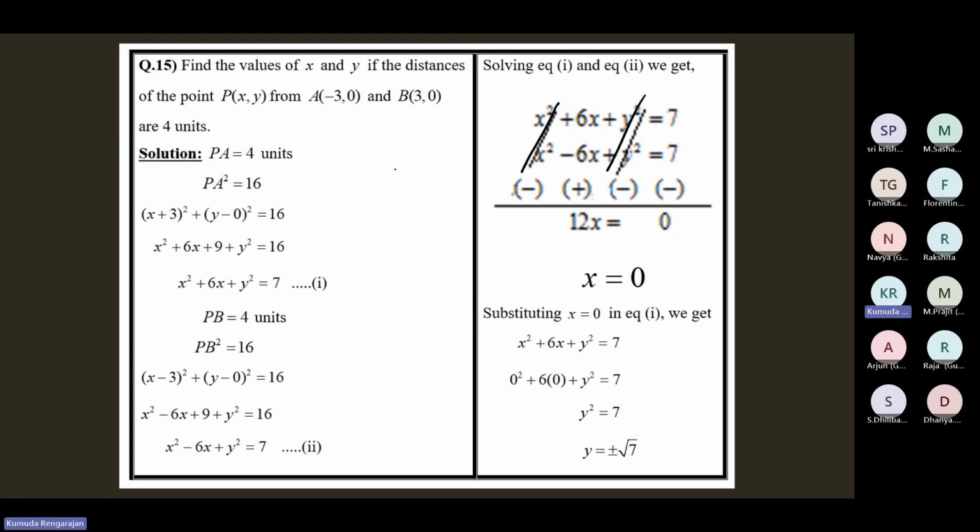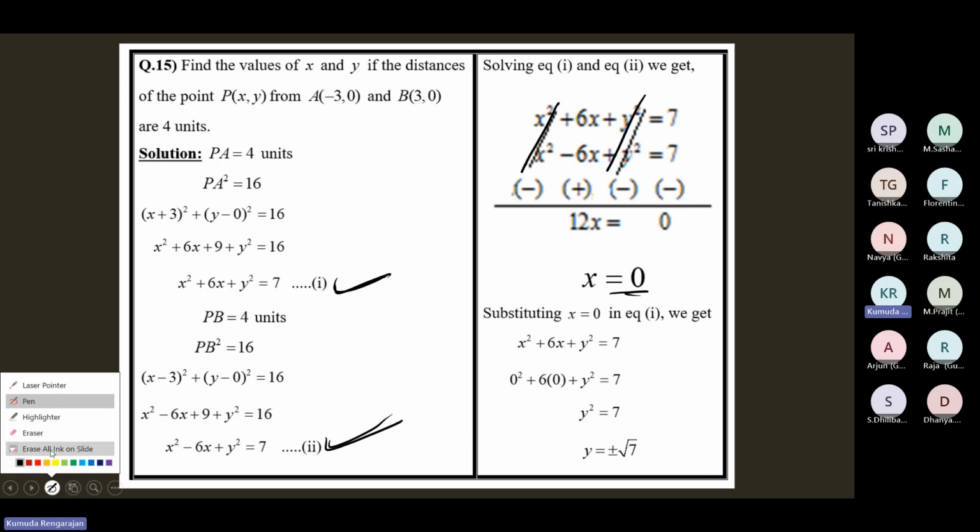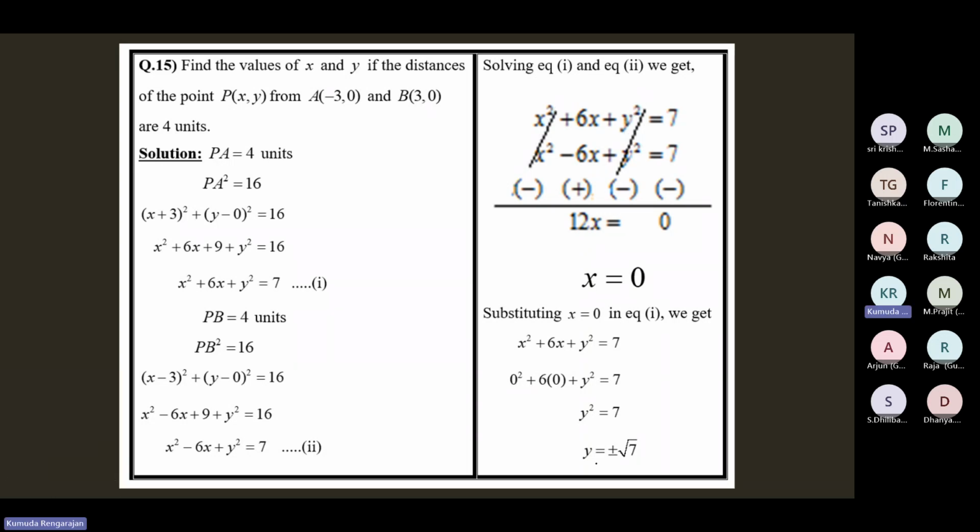Now the question is to find the values of x and y. So substitute x is equal to 0 in any one of the two equations, and you will get the value of y. And so here we have two values for y, plus or minus root 7. Right, children?